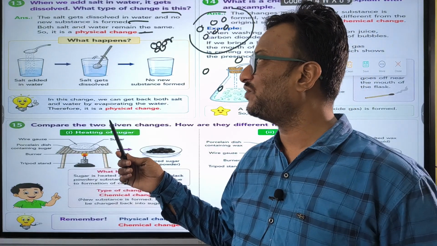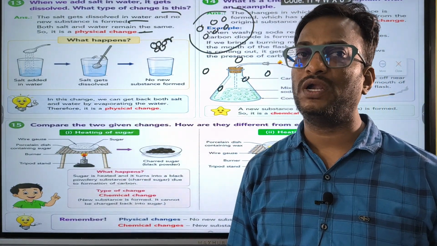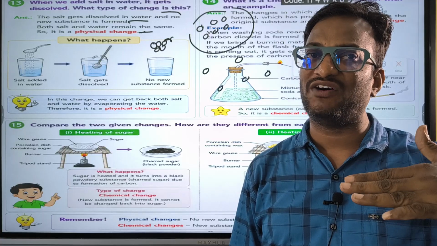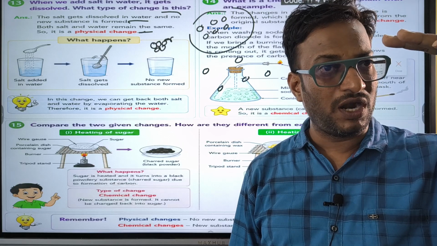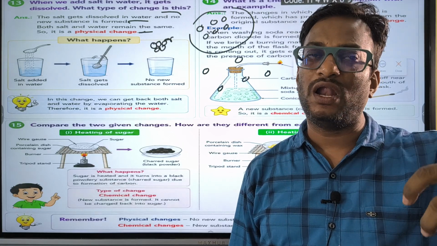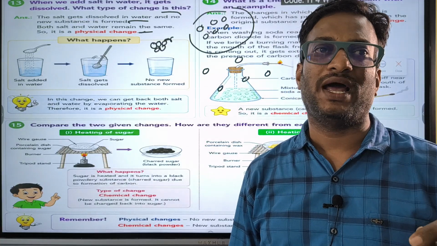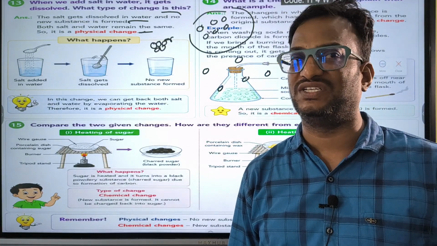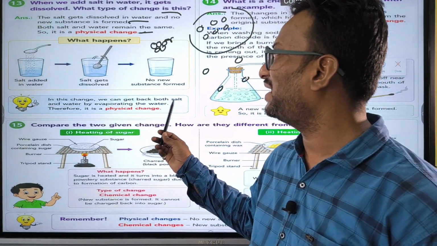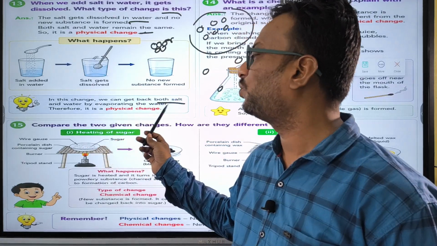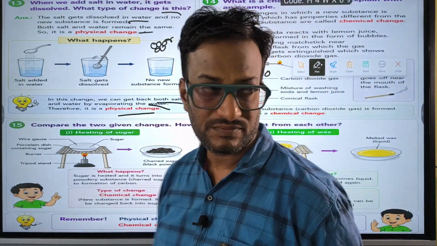Even you can observe, when salt is added to the water, the level of water will not rise. Why? Water level will not rise because the salt is going to be settled in the gaps of water molecules. Otherwise the water level will surely rise. So this is the reason. In this change we can get back both salt and water through the evaporation process. So this is a physical change.